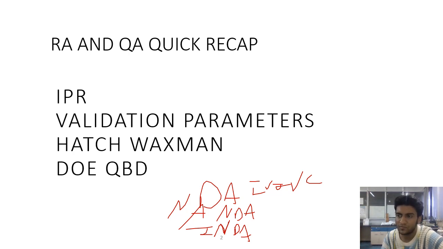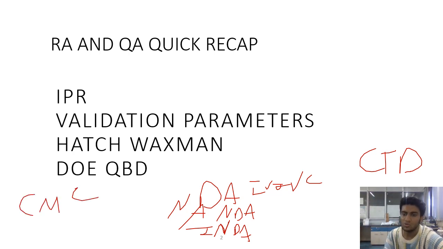right? You need to know about the different types of dossier preparation techniques. Like you need to know about the common technical documents, CTD and eCTD. What is a hybrid NDA and all. Everything is to be done on priority basis. And what are the components? Like what is CMC, chemistry manufacturing controls. So what are the different parts? What are the things that are to be included within that dossier?